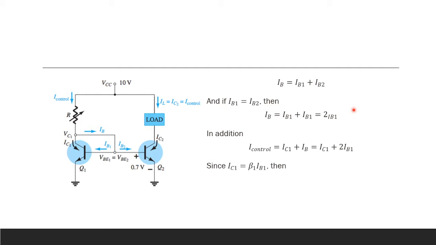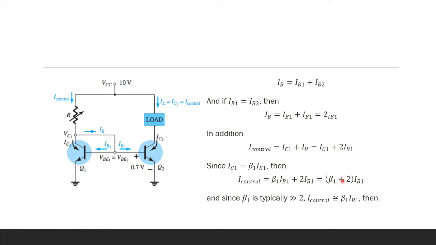Next, we know the relationship of IC and IB. So IC1 is equal to beta 1 IB1. Then we substitute that there. So we will have I-control is equal to beta 1 IB1 plus 2IB1. Or factor out IB1, we will have beta 1 plus 2 times IB1. Now, since it's typical that values of beta are higher than 2, we can remove the plus 2 here. Once we remove that, approximately, we will have I-control equal to beta 1 times IB1, which is similar to the value of IC.